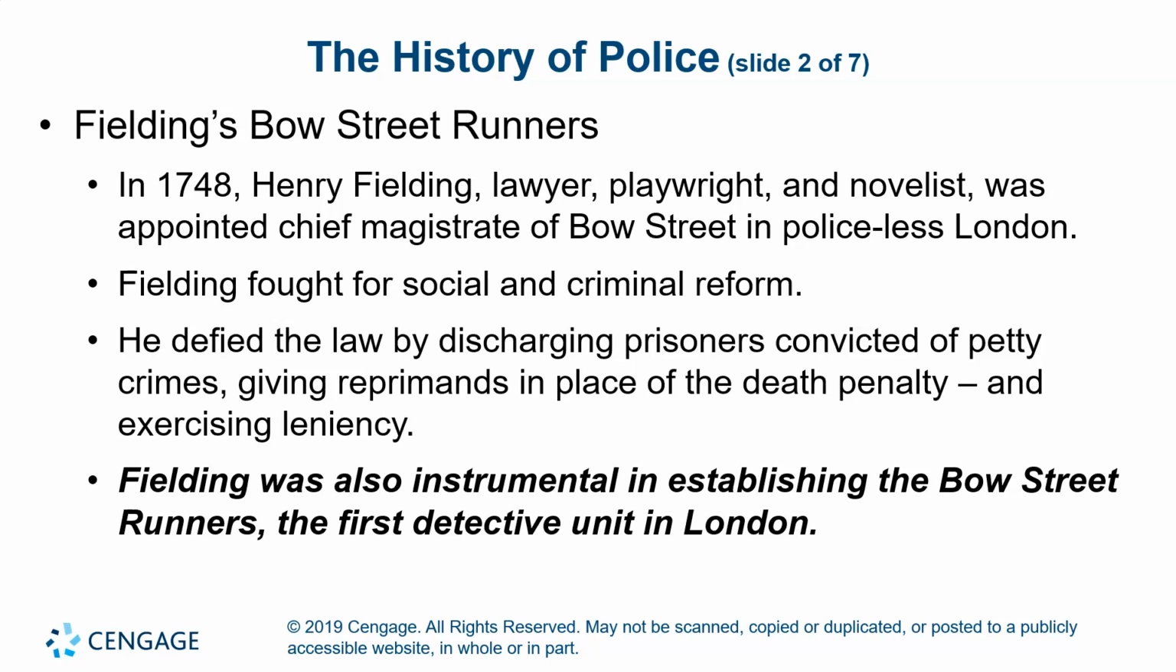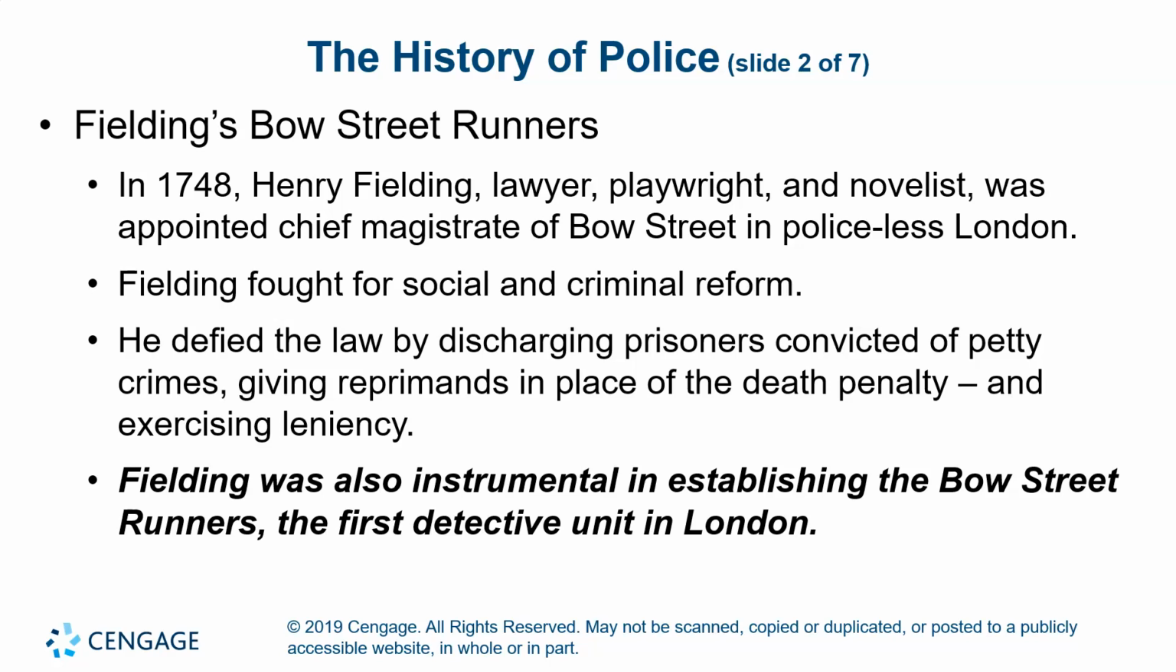So, again, in 1748, Henry Fielding was a lawyer, a playwright, and a novelist. He was appointed the chief magistrate of Bow Street when there really wasn't law enforcement in London, right? And at one point, he fought for social and criminal reform. He also defied the law by discharging prisoners convicted of smaller, petty crimes, giving them reprimands instead of a harsher penalty, even the death penalty. So he was actually exercising leniency.